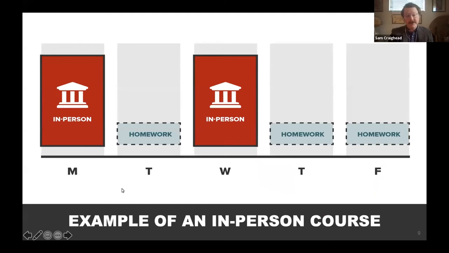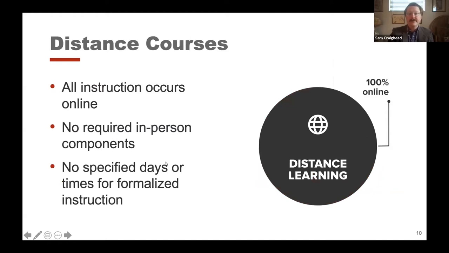So an example of an in-person course, I've mentioned one similar to this. You meet in person on Monday and Wednesday, you have homework outside of class on the other days of the week. So, there are standard scheduling patterns at the university, and this falls within one of those options. A distance course, also often referred to just as an online course, although this is the terminology used by the university, would be a course where everything is happening online. So all instruction occurs at a distance, whether that's synchronous or asynchronous.